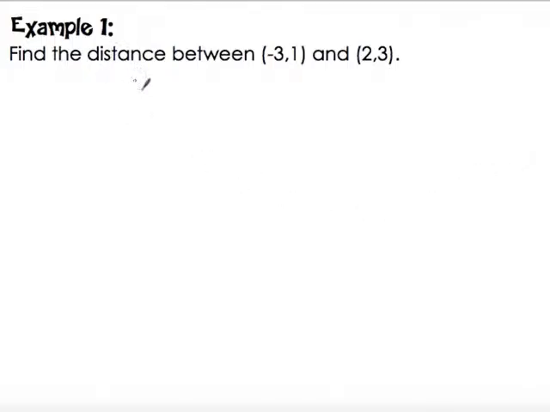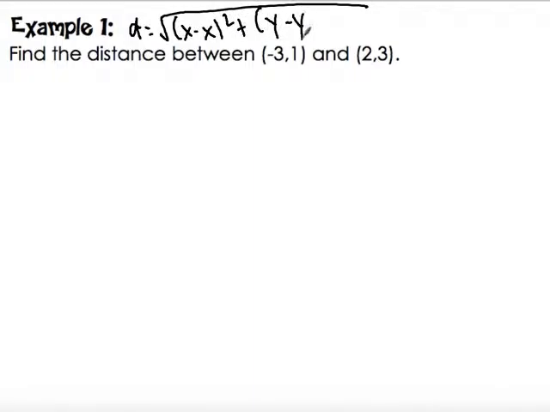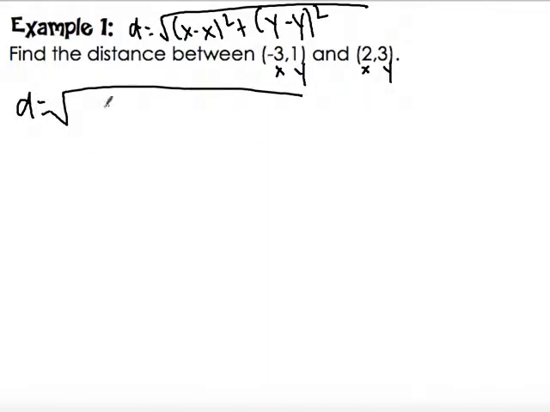On your first example, it says find the distance between (negative 3, 1) and (2, 3). So the first thing you need to know, since it says distance, you need to know the distance formula, which would be (x2 minus x1) squared plus (y2 minus y1) squared. The next thing you need to do is label your x's and y's. So remember that a point has an x and a y. The first number that you see is your x. The second number is your y. So when you go to plug it into the formula, it looks like negative 3 minus 2 squared plus 1 minus 3 squared.